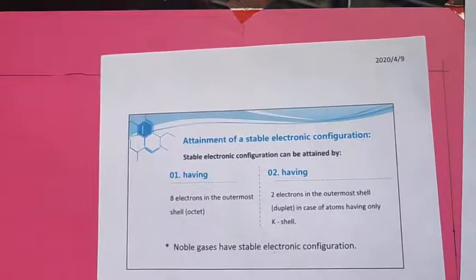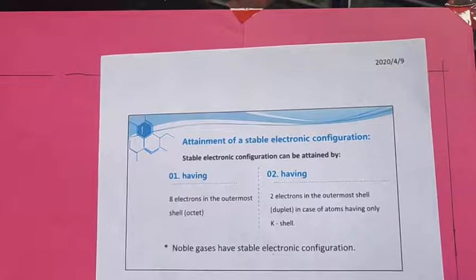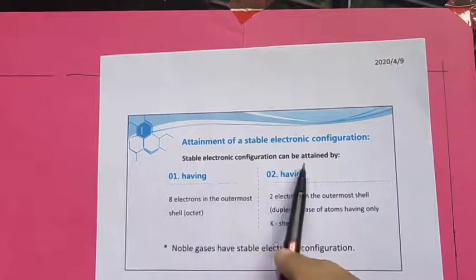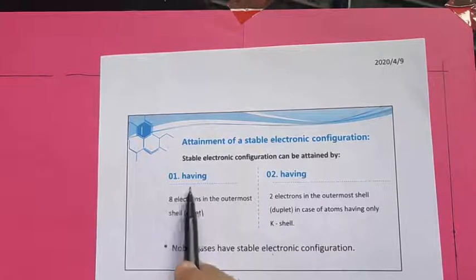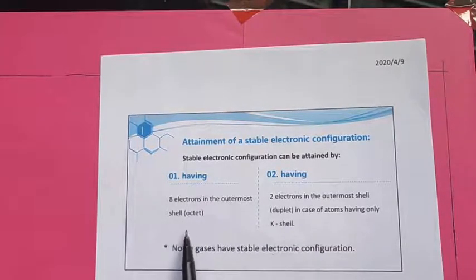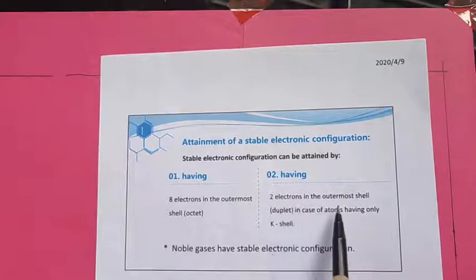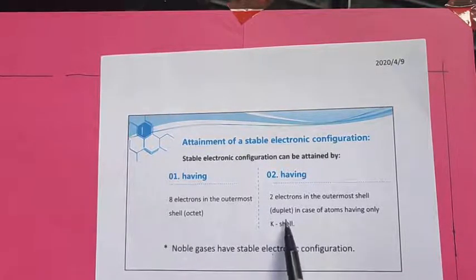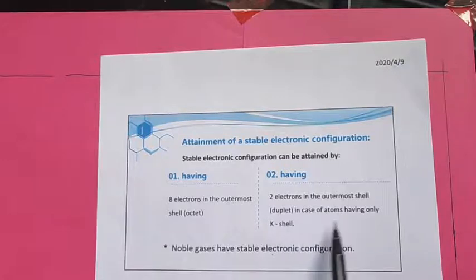Next, attainment of stable electronic configuration. Most of the elements except noble gas elements are not stable. They want to get stability. How to get stable then? Stable electronic configuration can be attained by number 1, having 8 electrons in the outermost shell. That is called octet. And number 2, 2 electrons in the outermost shell. That is called duplet. It is in case of atoms having only K shell.